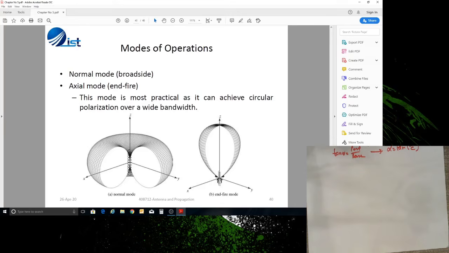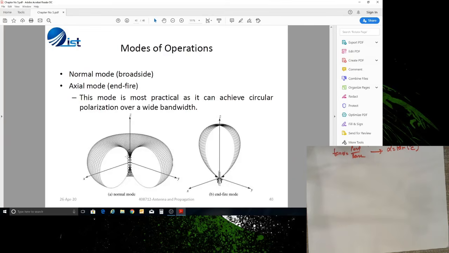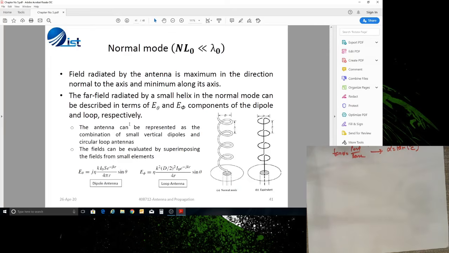तो ये वो बात हो रही है. Along its axis यहाँ पे null है आपके पास, and आपके पास जो मैक्सिमम है, इट इज इन द डायरेक्शन नॉर्मल टू द एक्सिस. तो अगर ये नॉर्मल टू द एक्सिस, ये एक्सिस है, तो नॉर्मल इसके परपेंडिकुलर होगा. सो जो मैक्सिमम आ रहा है वो इसके नॉर्मल आ रहा है, एंड जो नल है वो इट्स अलोंग द एक्सिस ऑफ द हेलिकल एंटेना है.